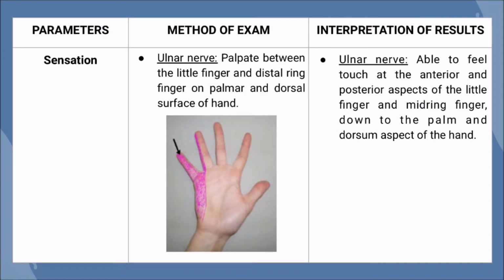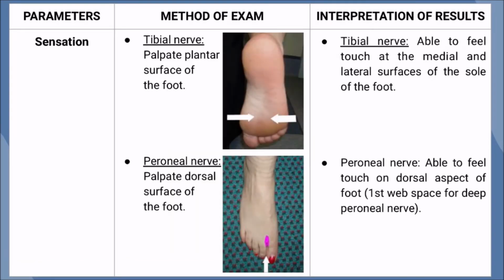Next, we have the ulnar nerve. Palpate between the little finger or the pinky and the distal ring finger on the palmar and dorsal surface of the hand. The patient should be able to feel touch at the anterior and posterior aspects of the pinky and the mid-ring finger, down to the palm and dorsum aspect of the hand. Tibial nerve. Palpate the plantar surface of the foot.